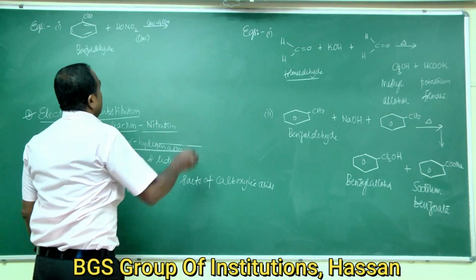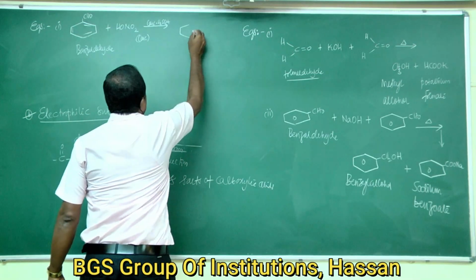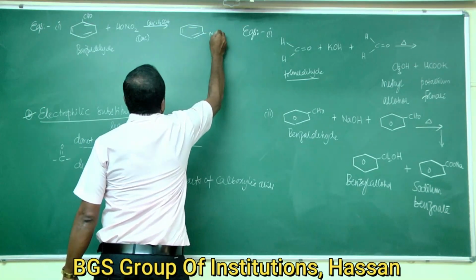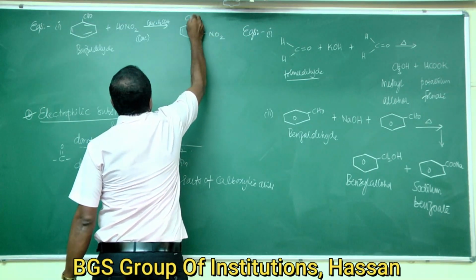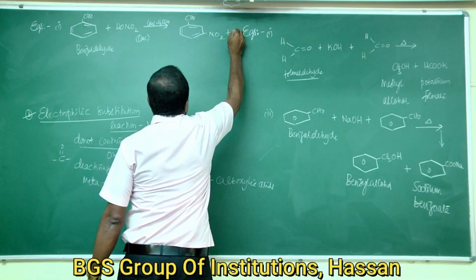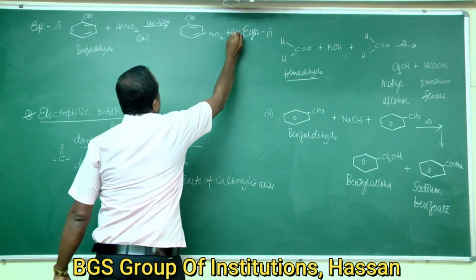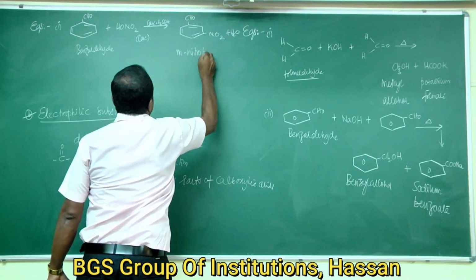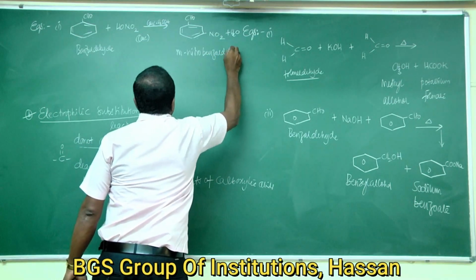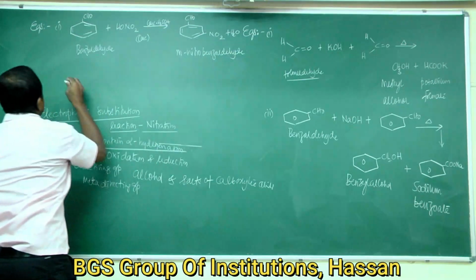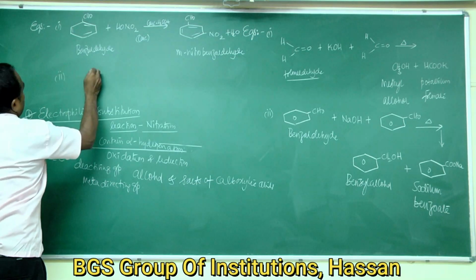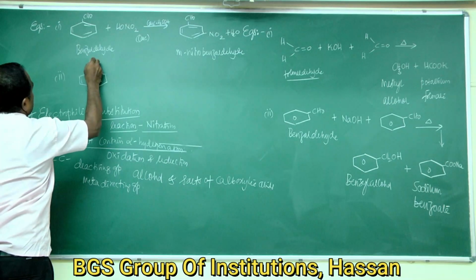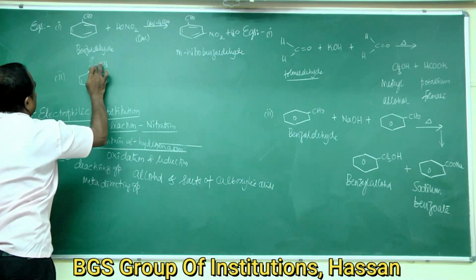So the nitronium ion attacks the meta position to form meta-nitro benzaldehyde plus H2O. This is meta-nitro benzaldehyde. Second example is acetophenone, a benzene ring connected to CO, CH3.